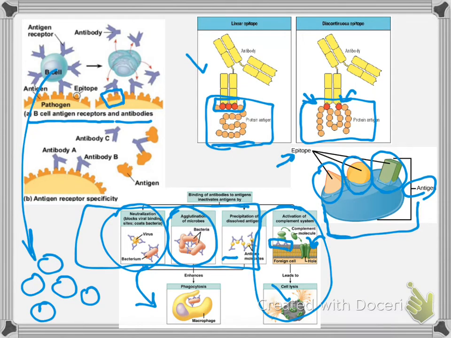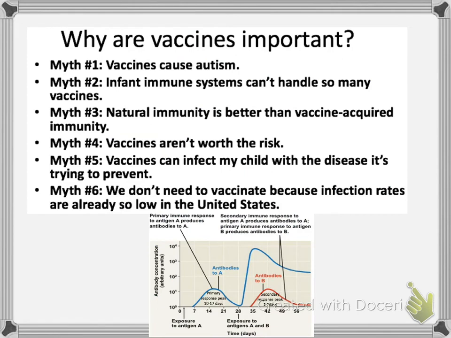And then they can even help activate helper or cytotoxic T cells in their response. Now, why are vaccines so important? That's because they're teaching the immune system how to respond. So you get this secondary immune response, again, faster and more antibodies. There are several myths circulating around, and I just wanted to go over them really quickly.